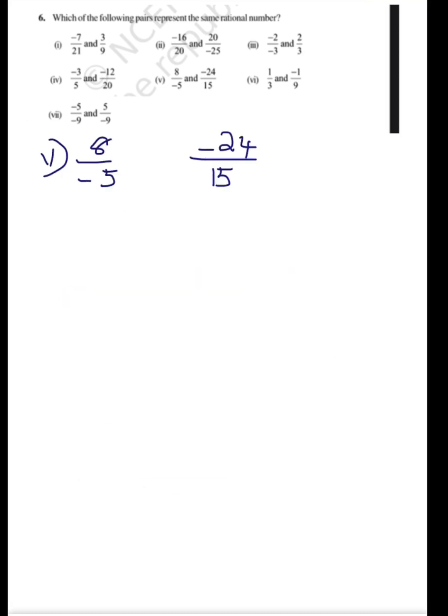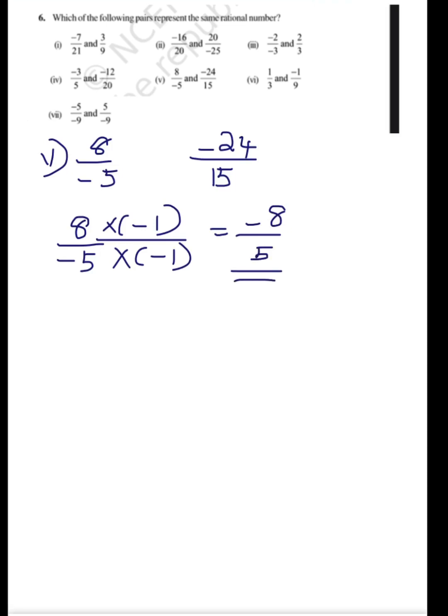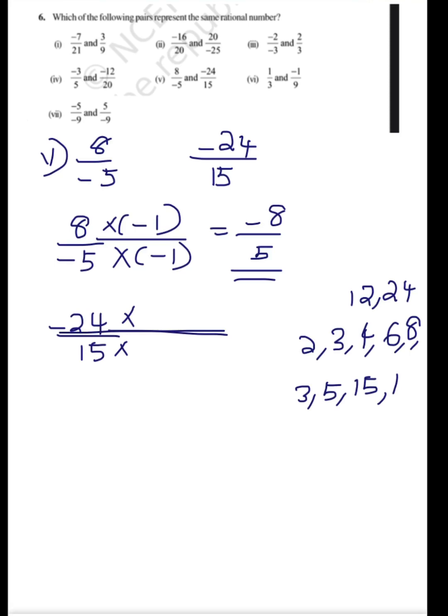Now let's see the fifth one. So our fifth question is 8 by minus 5 and minus 24 by 15. So 8 by minus 5 means what? You can convert it into its standard form. How? Just multiply it with minus 1. Okay. Then in the answer you will get minus 8 by 5. Now let's see the second one, which is minus 24 by 15. So how will you convert it? What is the HCF of 24 and 15? Highest common factor. You can see that 3 is the highest common factor of 24 and 15.